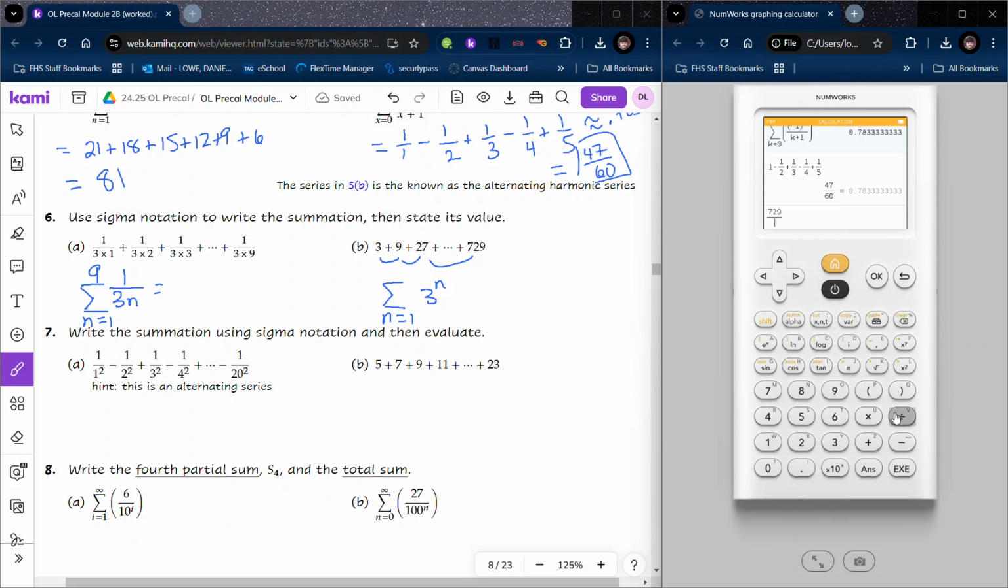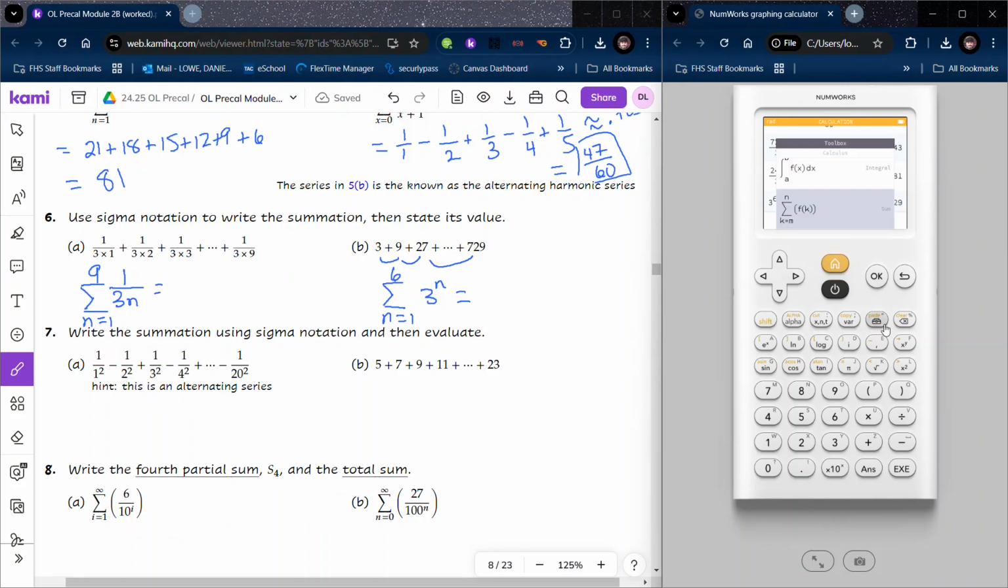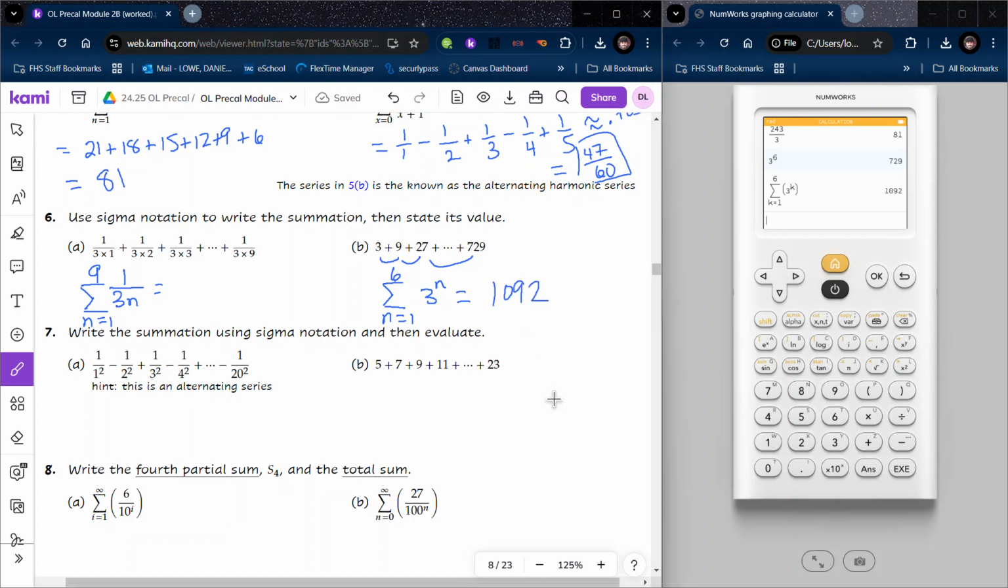Well, 729 divided by 3 is 243. Divided by 3 is 81. So that means I'm going to go to 6 because 3 to the 6th power is 729. So I have just that summation, and I'm going to use my calculator to make that determination. I come to the toolbox, go to the summation, and I'll work backwards here. So 1 to 6 of 3 raised to the counter, and that gives me a value of 1092. We'll show you how to find that value in a different way in a future lesson.